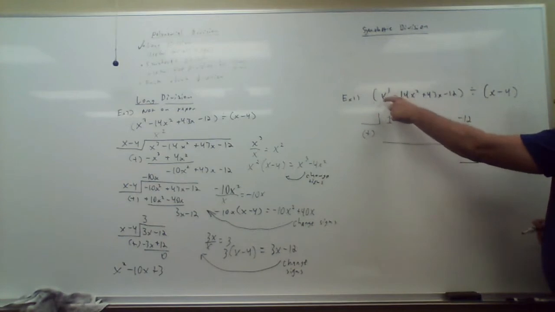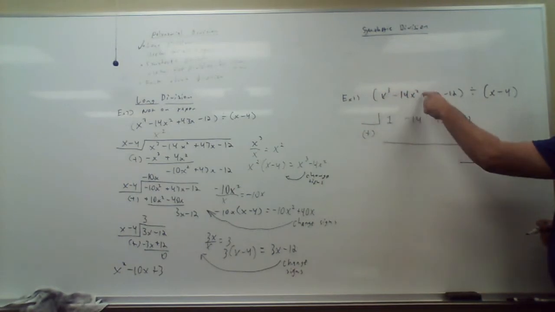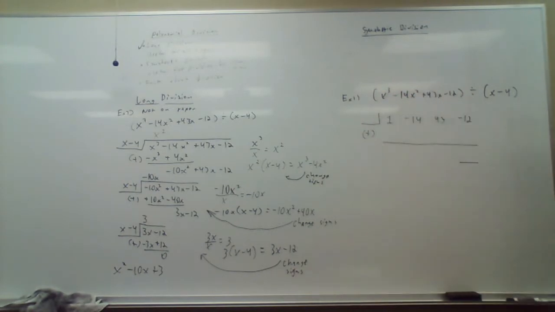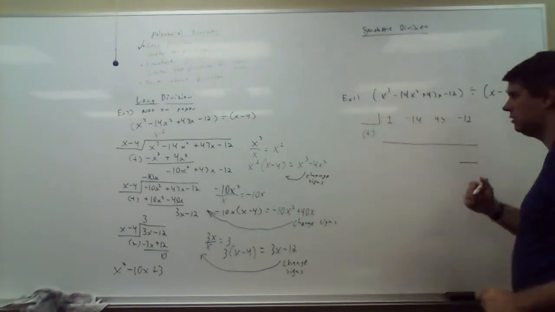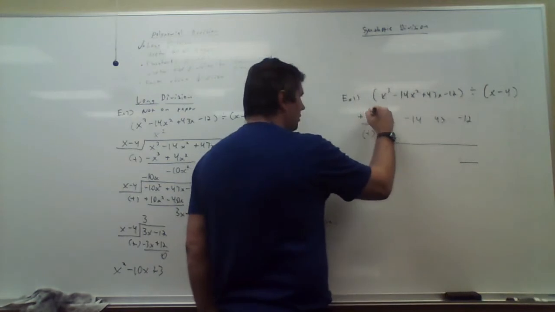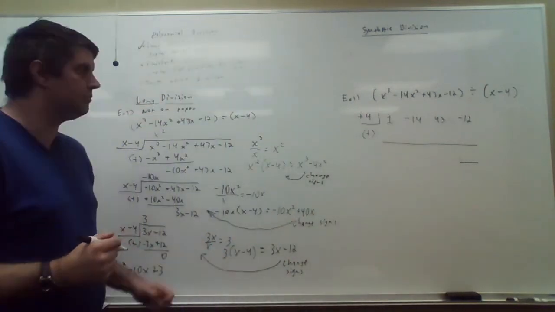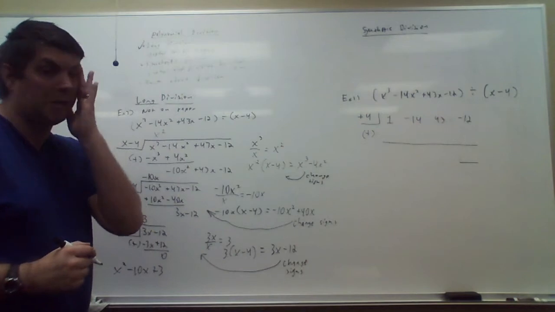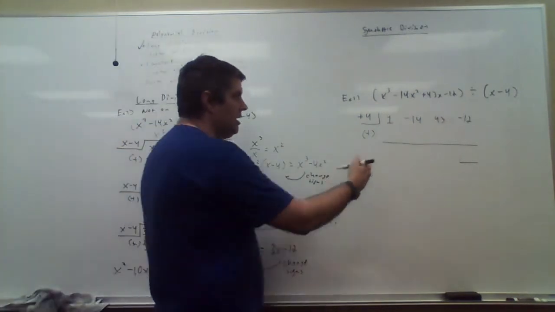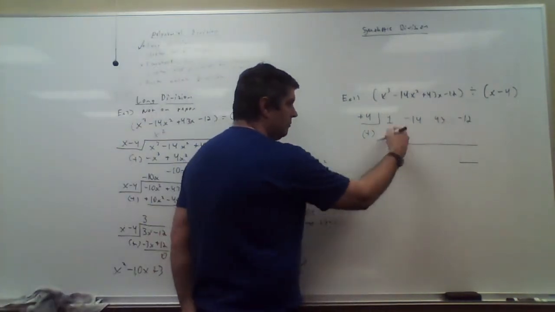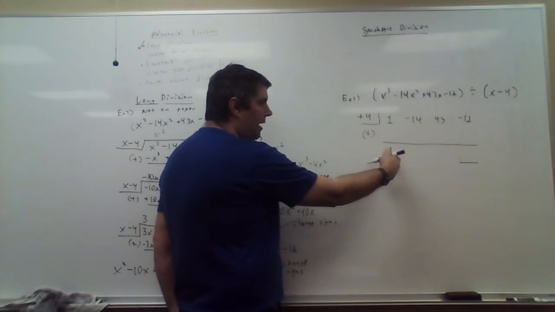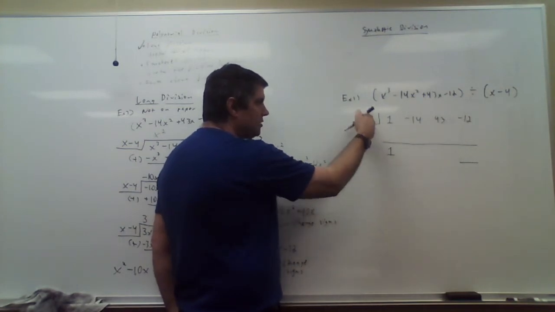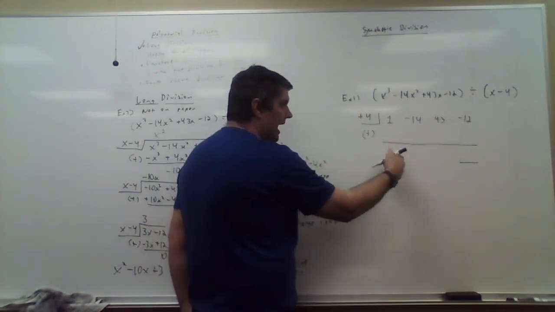Make sure that every power of x is counted for, and it is. 3, 2, 1, nothing. Now what goes in this box is the opposite of minus 4. So plus 4. Now, the first thing you're going to do is drop down this 1. Whatever's here, drop it. Now multiply whatever comes down by the 4. So 1 times 4 is 4, and you'll put the answer here.